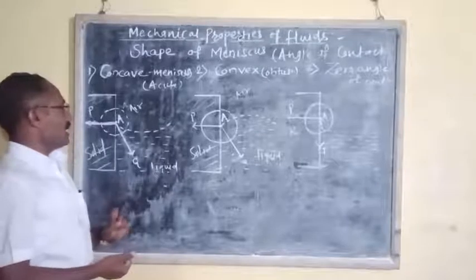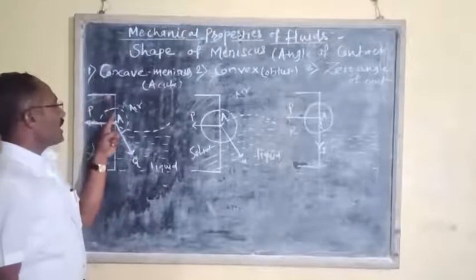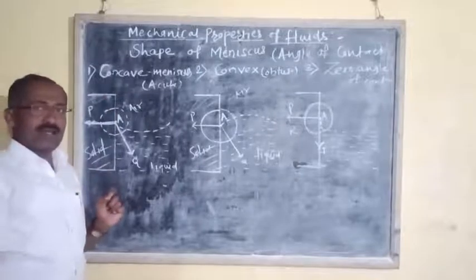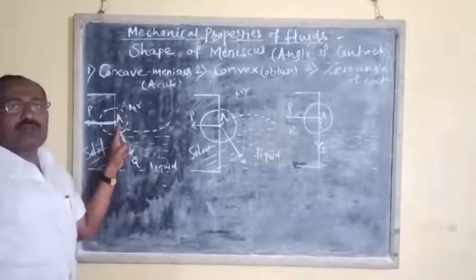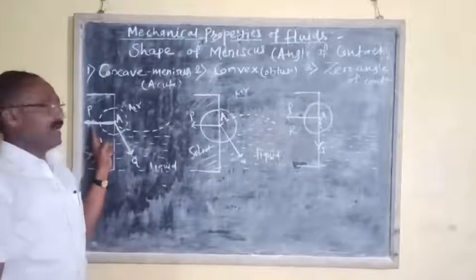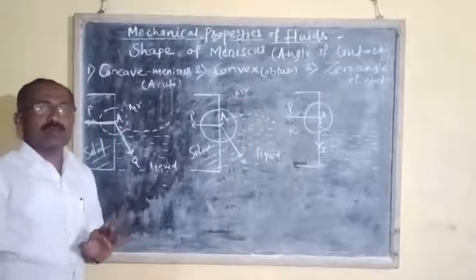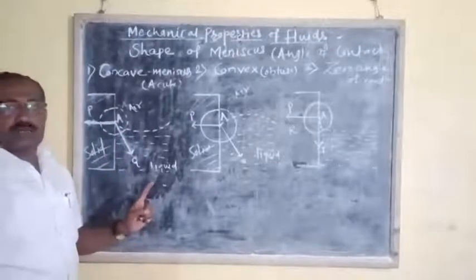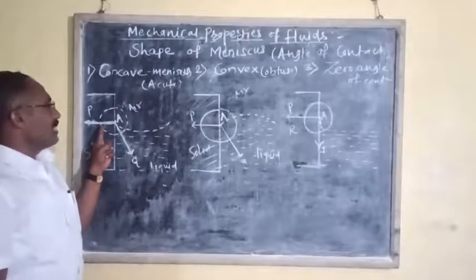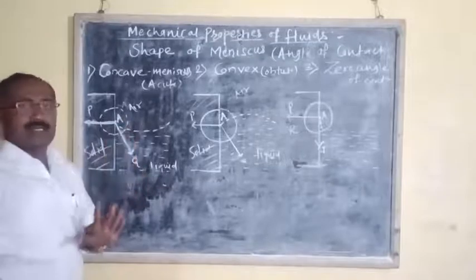Now we have to consider the molecule A of the liquid which is in contact with solid, and a sphere of influence is drawn to this molecule A. Here part of the sphere lies in solid, part of the sphere lies in liquid, and the remaining part lies in air.